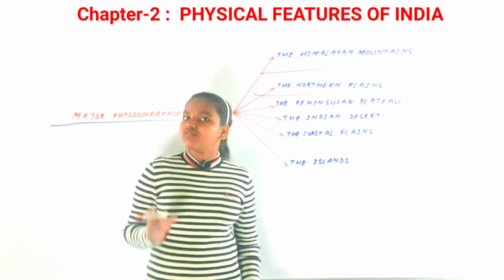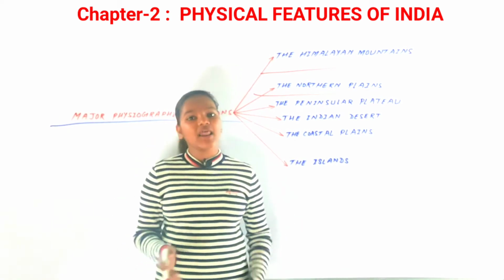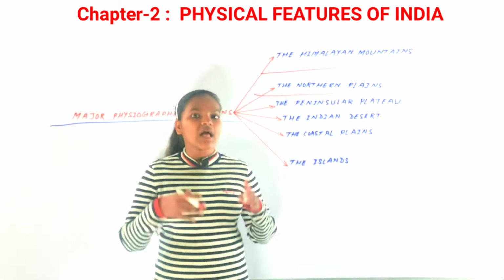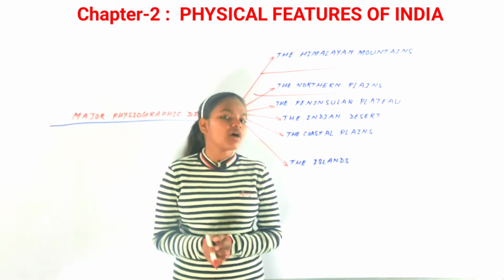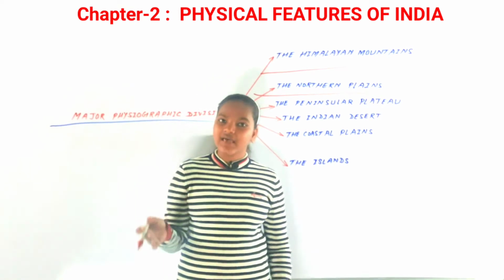So you could say that there are 3 sections of the northern plains: the Punjab Plains, the Ganga Plain, and the Brahmaputra Plains. Now there is a concept of distributaries as well.